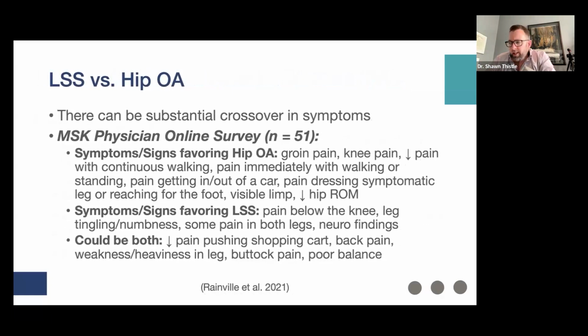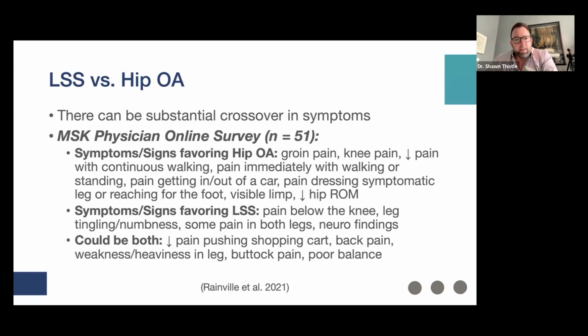If we want to start differentiating hip osteoarthritis and lumbar spinal stenosis, this paper I thought was useful from Rainville in 2021. They surveyed 51 musculoskeletal physicians and asked them what symptoms point you towards hip OA, what symptoms point you towards stenosis, and which symptoms do you think can be for both conditions.